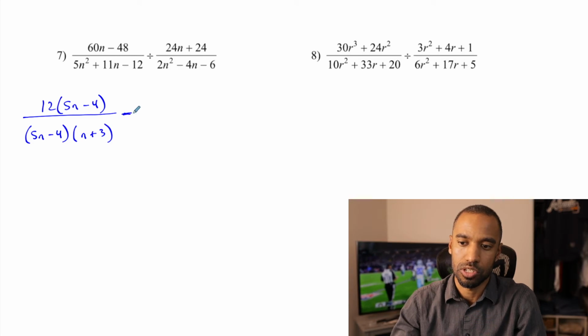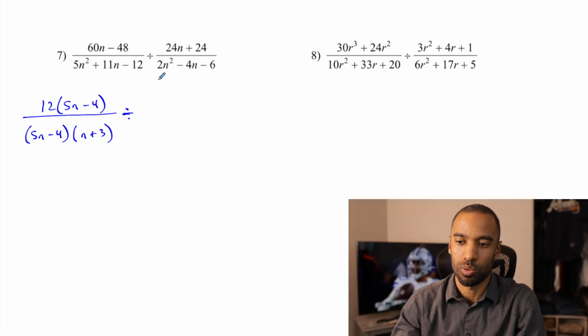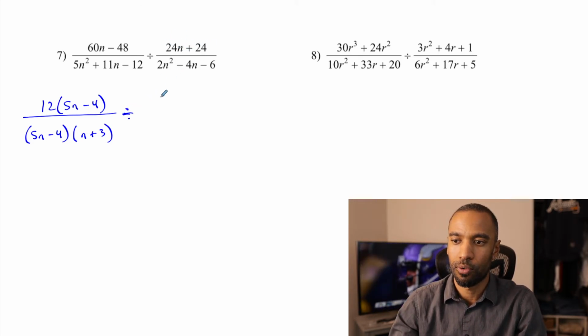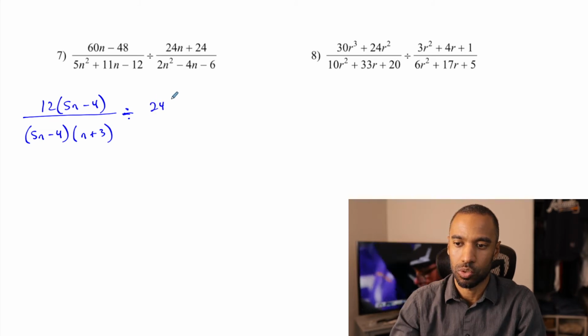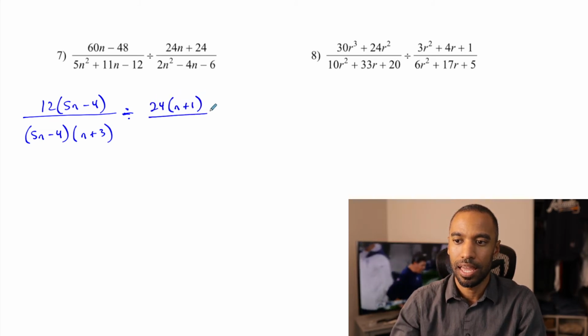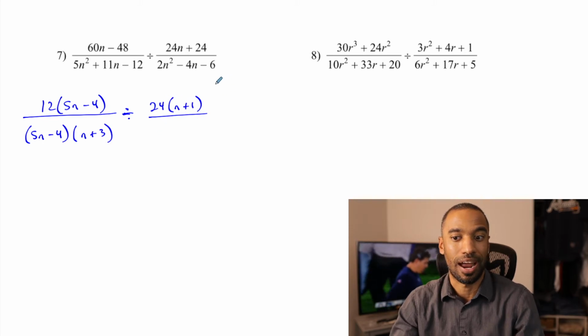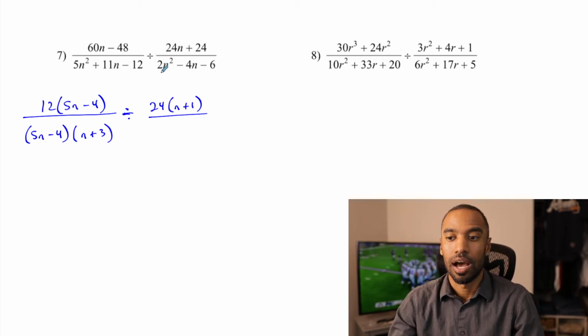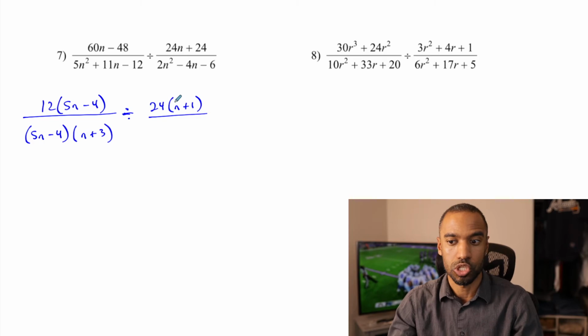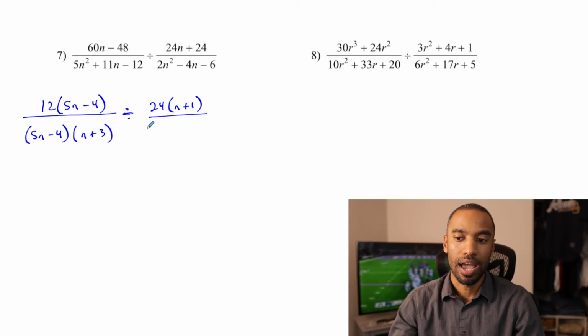Oh, this isn't times. This is still divided by. Let's leave it as divided by until we factor everything. So 24n plus 24, factor out the 24, and you get n plus 1. And maybe there's an n plus 1 here. I have no idea. Maybe there's an n plus 3 as well. You have to keep in mind the fact that this thing's going to flip over.